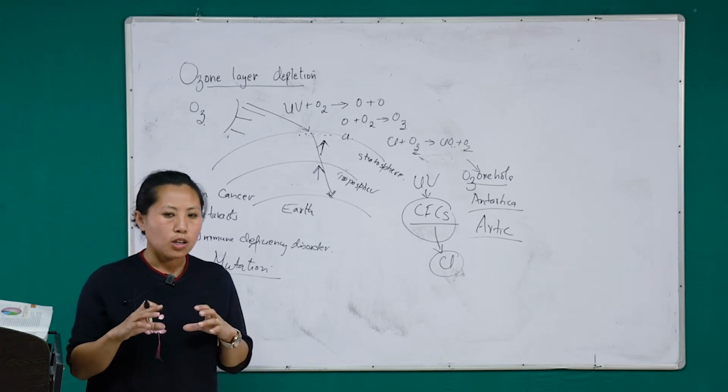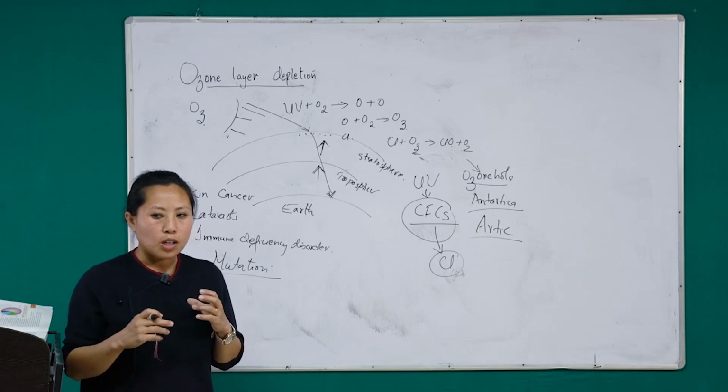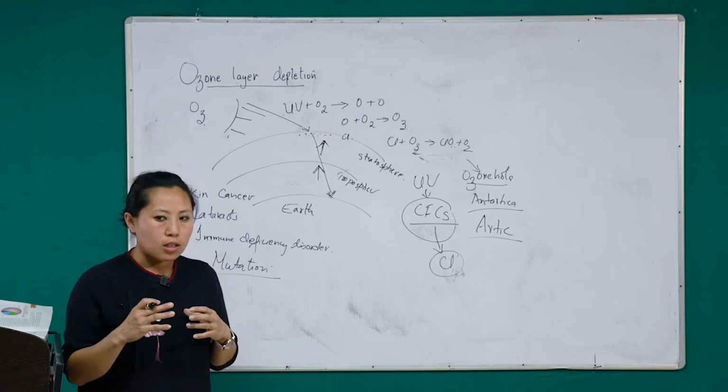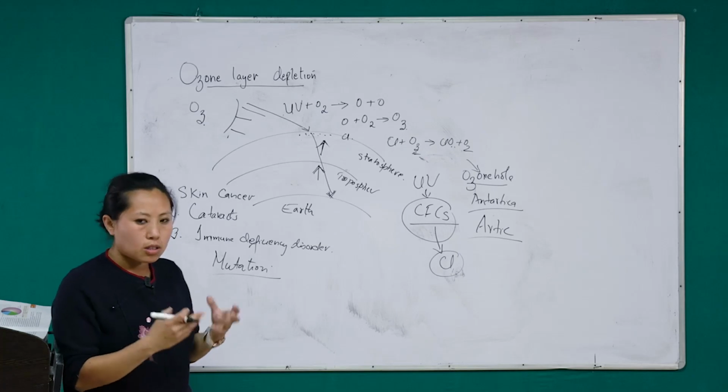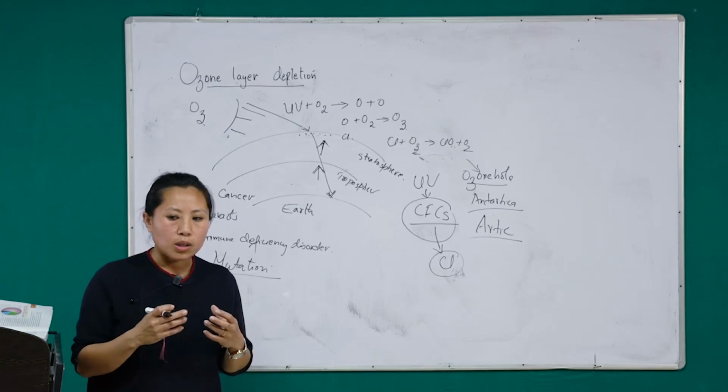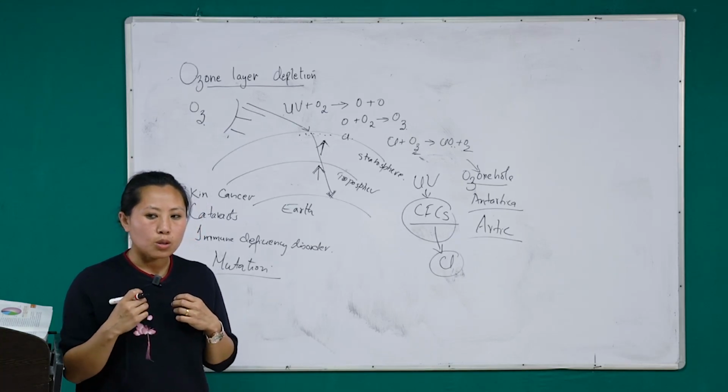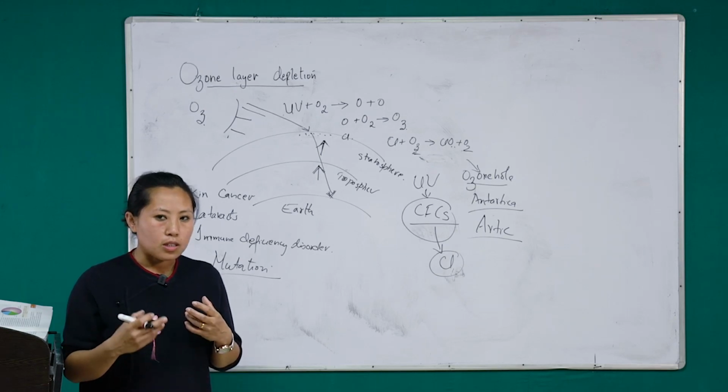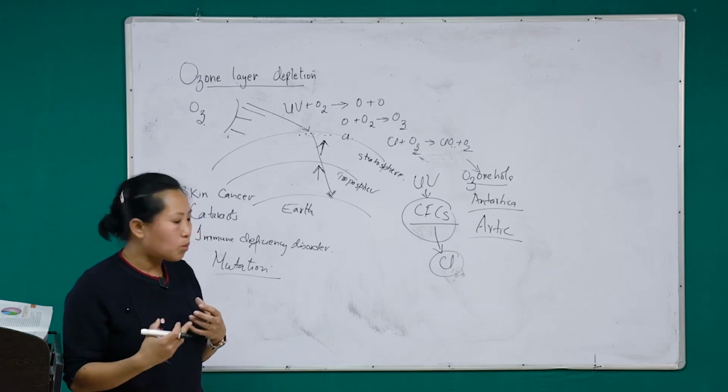So the greenhouse effect and ozone layer depletion are the two major environmental issues which are threatening our survival. It's not someone else who has done this, it's not someone else who is releasing these greenhouse gases or CFCs into the atmosphere, but it is our own activity. Our activities themselves are threatening our survival.